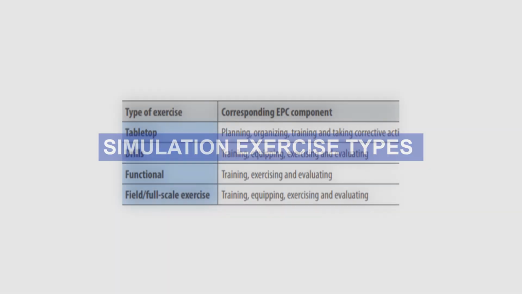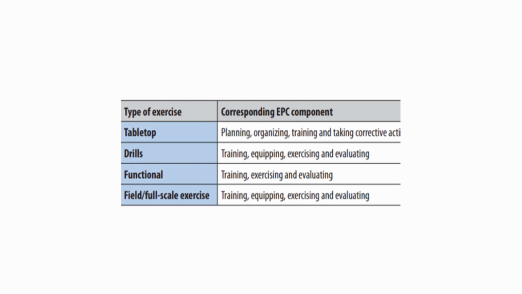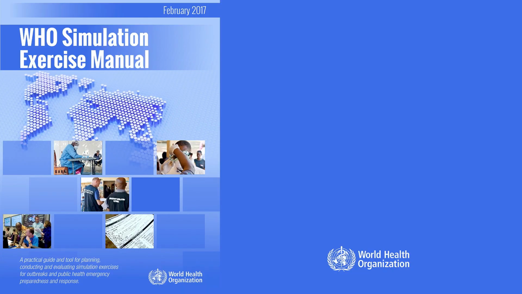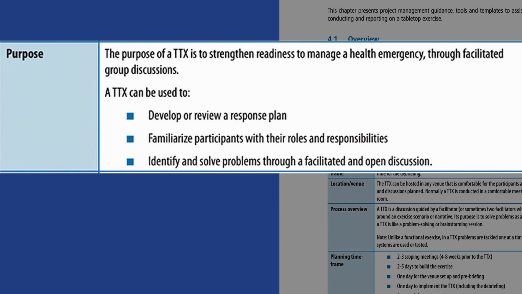There's a range of simulation exercise types available. Selecting the appropriate type depends on its overall purpose, which is defined around national priority risks and needs of the targeted audience. The exercise purpose and objectives define why you're conducting the exercise and the specific outcomes you're aiming for. This is the foundation of any exercise and should be clearly articulated.